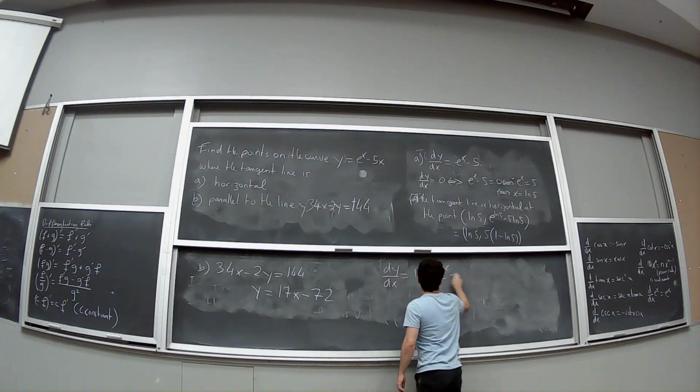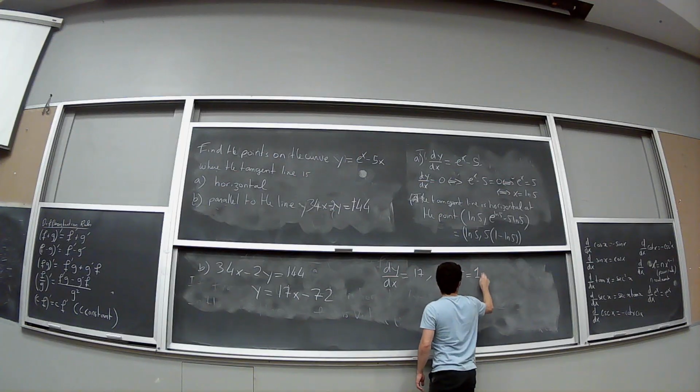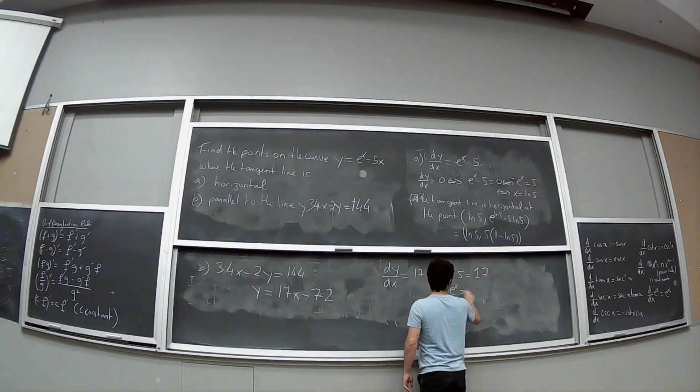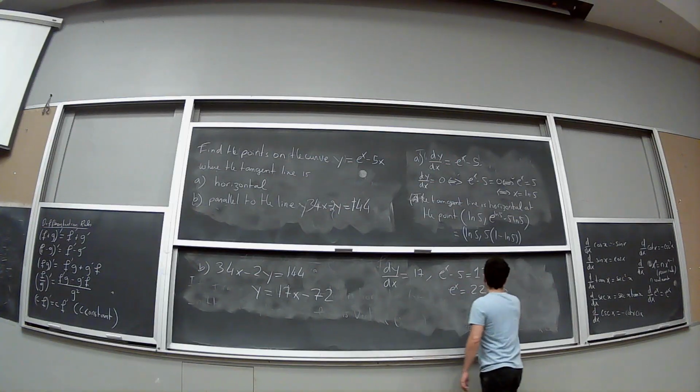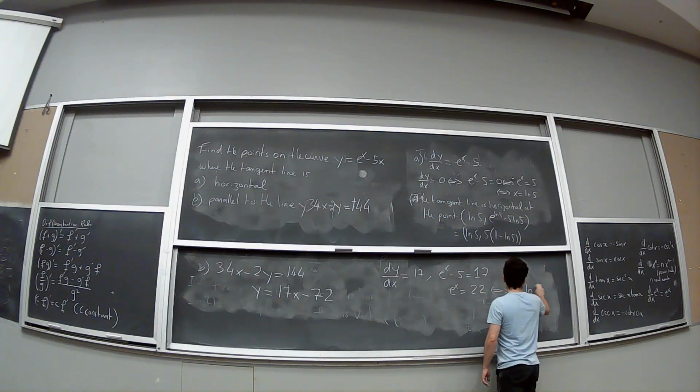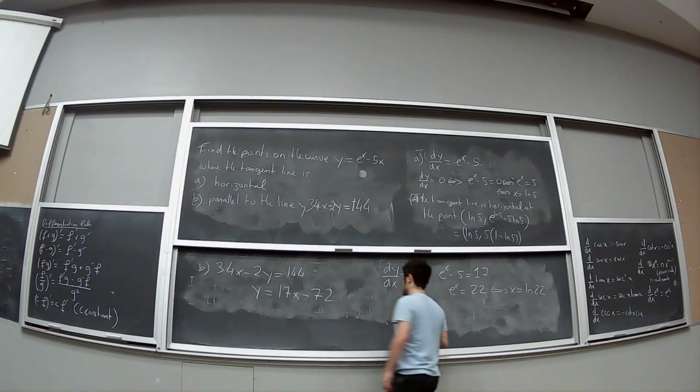Into e to the x minus 5 is equal to 17. So I have e to the x is equal to 22. So what is x equal to? x is equal to ln of 22.